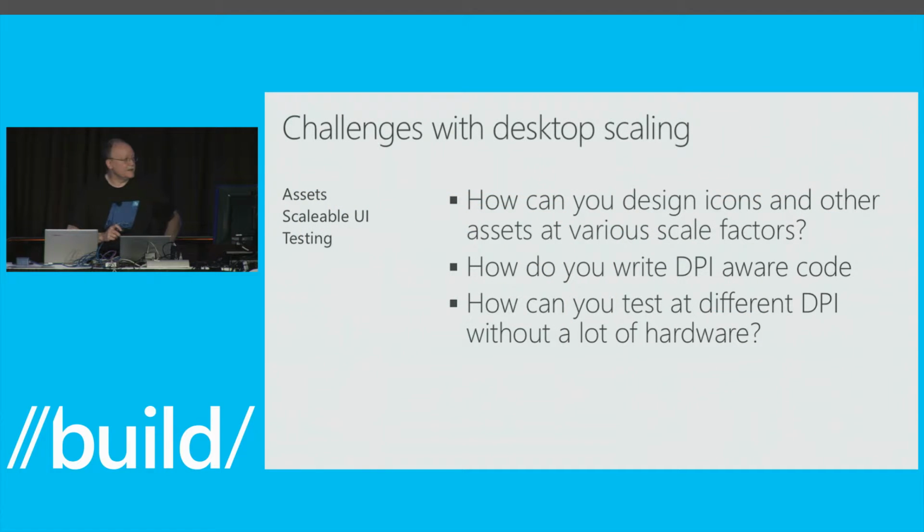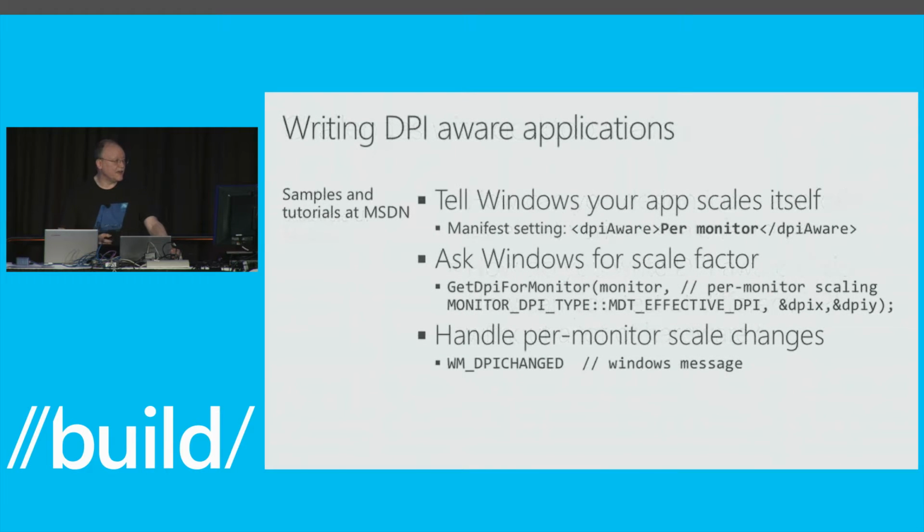So let's talk about the challenges with desktop scaling. We spent a whole hour on this last year, and I don't have that much time to devote to it this time. But there are basically three issues. One is, how do you write your code so that it scales? Two is, how do you create assets like icons and the like that scale nicely? And then three, and I want to really emphasize this one because I think it's a new issue, is how do you test this without having the hardware in hand? So I'll spend a little bit of time on that.